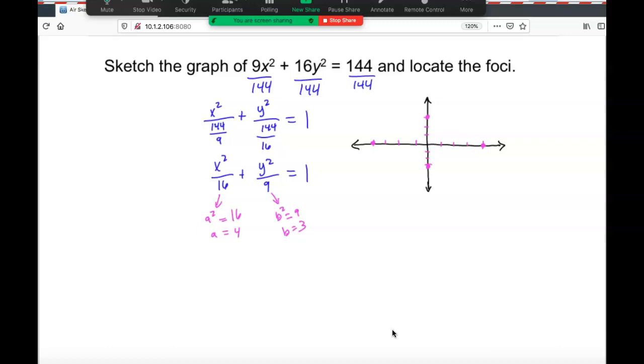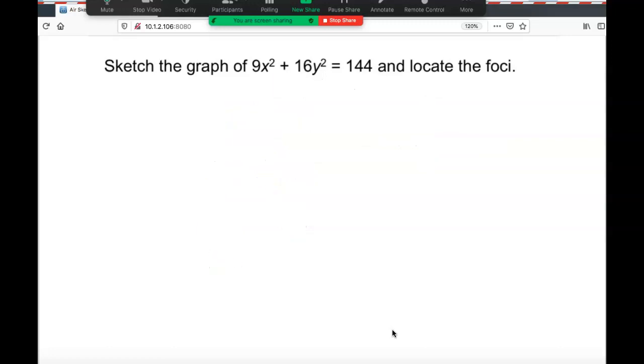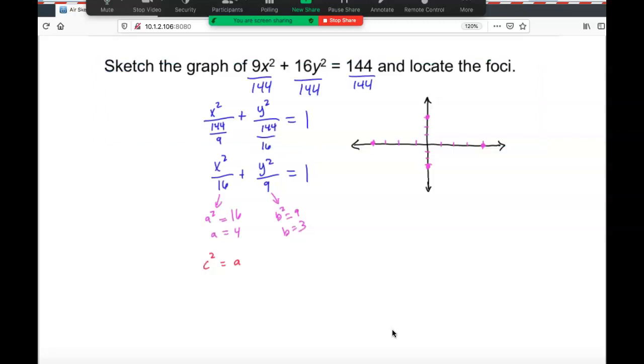And now, just before I finish graphing, let's find our foci. Well, we know that c squared equals a squared minus b squared. So in this case, c squared equals 16 minus 9. C squared equals 7. C is the square root of 7. Which is what? Somewhere between 2 and 3. 2 squared is 4, 3 squared is 9. So a little closer to 3.